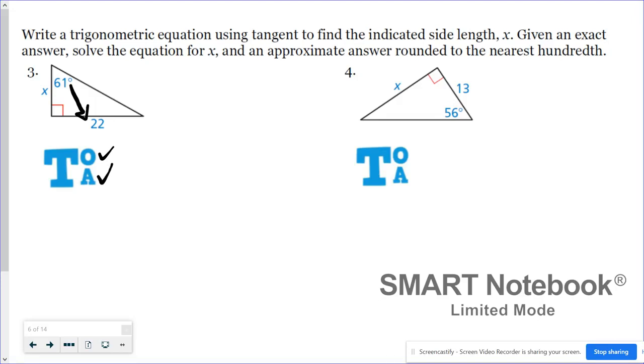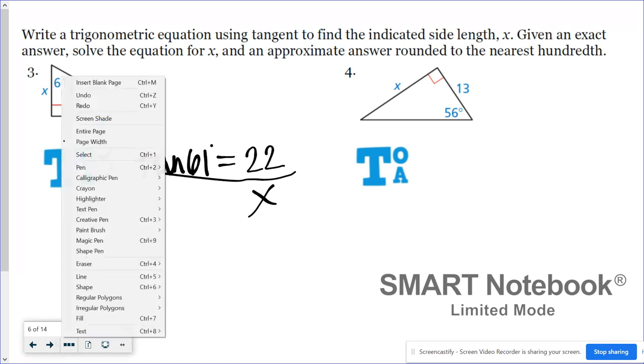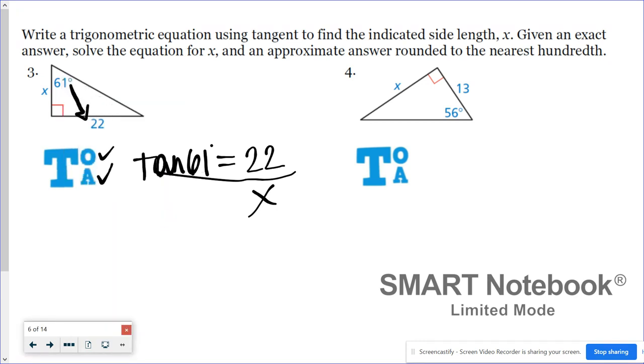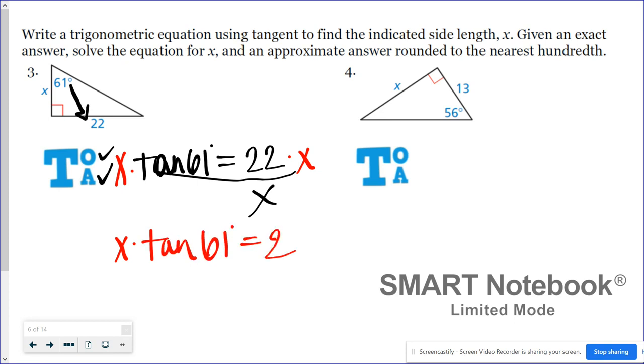So I can write an equation that looks like this. Tangent of the angle, so tangent of 61 degrees equals opposite, which is 22 over x, okay? So that's my trig equation. So how would I go about getting x all by itself? Yeah, I'd first need to get rid of the x in the denominator by multiplying both sides by x. So now I have x times tangent of 61 degrees, and this equals 22.